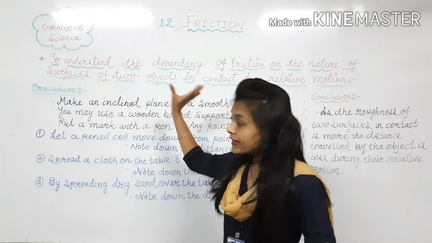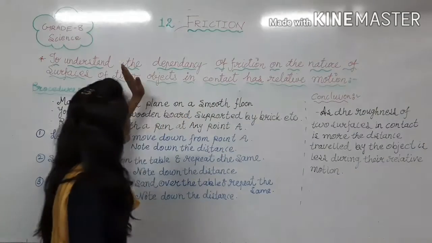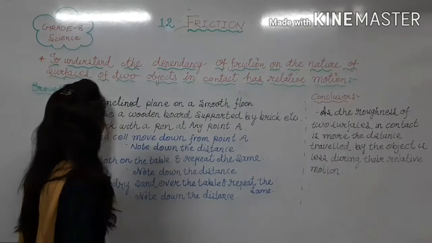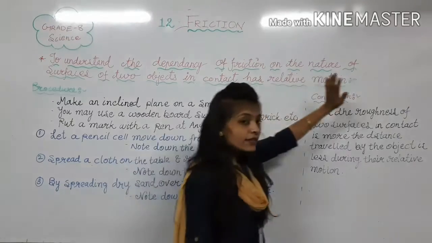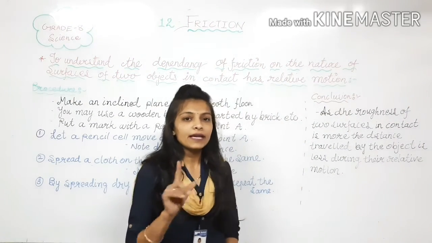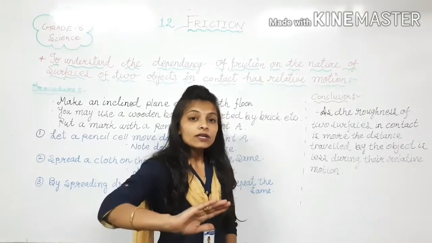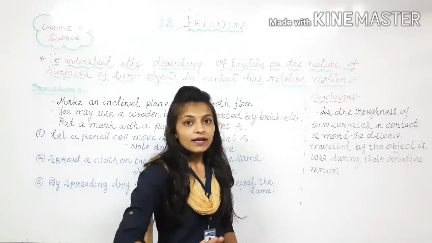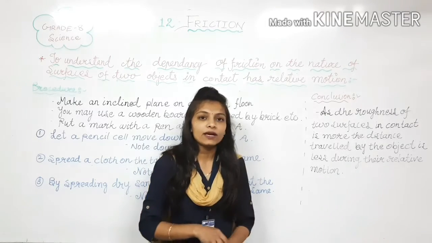What is the name of the activity? What is the aim of the activity? To understand the dependency of friction on the nature of the surfaces of two objects in contact that have relative motion. Suppose I am taking one object, it is moving from this side, and what is the role of the surface also? On which surface is it moving? In the first video I gave an example.